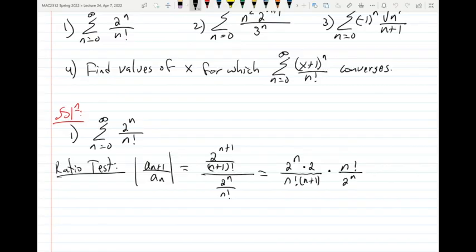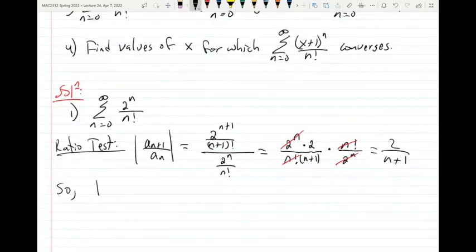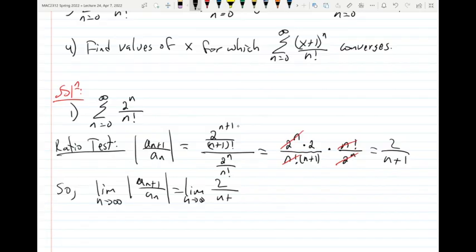So that's what I just did here. It's just that I did n factorial times (n plus 1). And why did I do that? Because now this is gone, this is gone. So we end up with 2 over (n plus 1). So the ratio test says to consider this limit, the limit as n approaches infinity of 2 over (n plus 1).